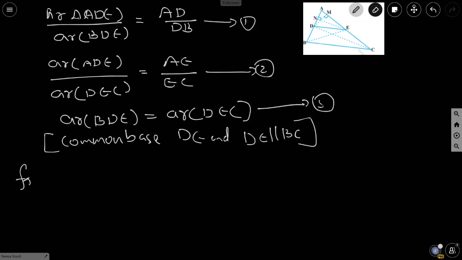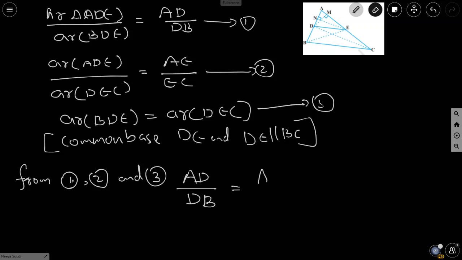So from 1, 2 and 3 we will get, you see LHS are same. You understand from the third equation LHS of 1 and 2 are same. So we will get AD by DB is equal to AE by EC. Hence the proof. This is basic proportionality theorem from the given triangle. You know it is given DE parallel BC. If DE parallel BC, AD by DB is equal to AE by EC.